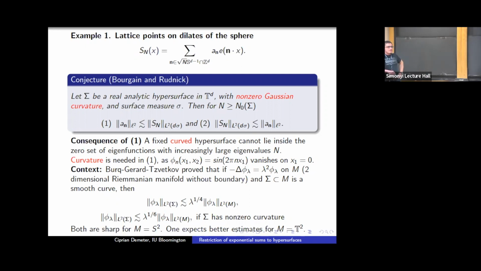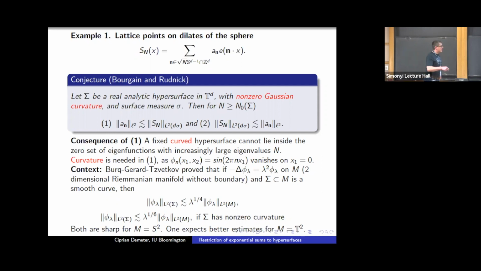All right, so the general context, which I'll only briefly mention here, is this work of Bourgain and Sogge. They prove that if you have an arbitrary two-dimensional manifold M without boundary, these two inequalities hold true. These are inequalities that compare the L2 norm on the manifold on the right-hand side with the L2 norm on the hypersurface lying inside that manifold.